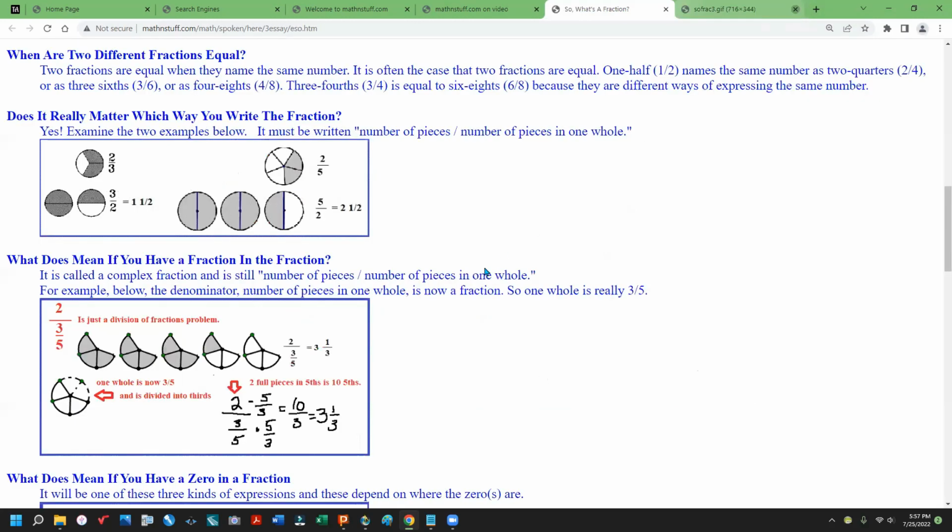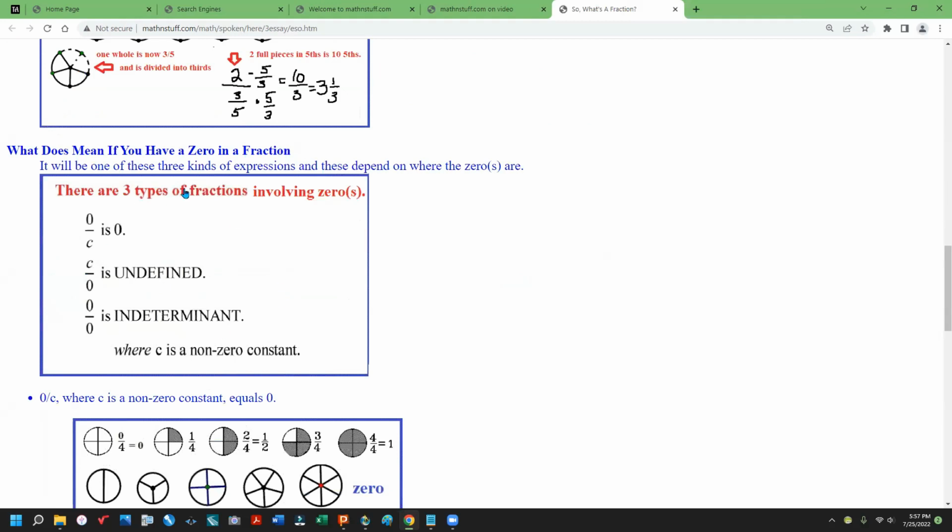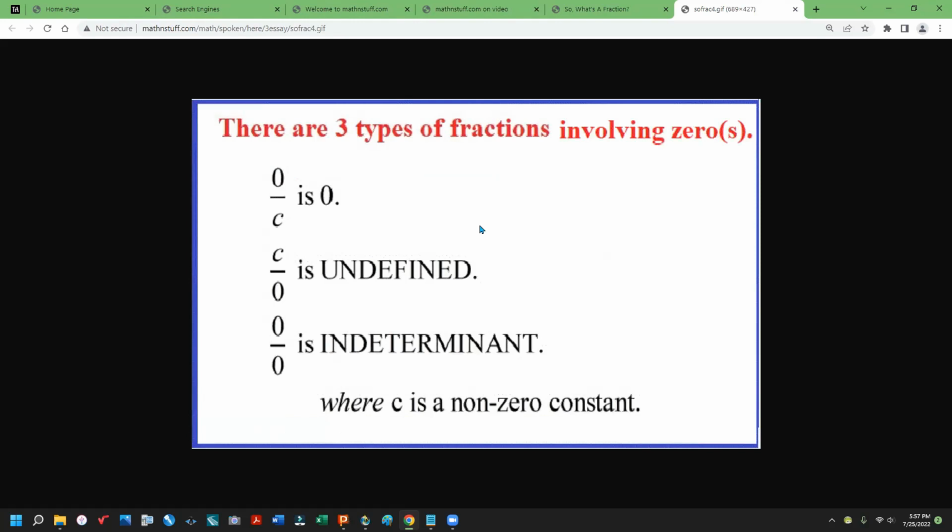Now, why did I go through all that? Because I wanted to talk about zeros. Zeros in fractions. 3 different types of fractions exist. Fractions in which there's a zero on the top, 0 pieces, and some number of pieces in a whole. Or a fraction where there's some number of pieces, but you're dividing by 0.